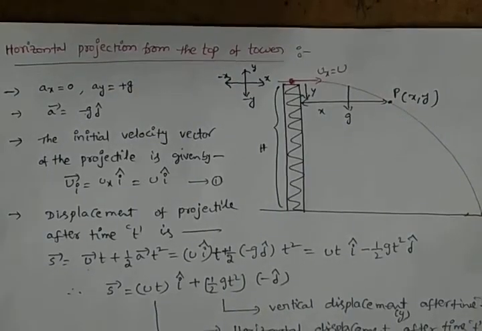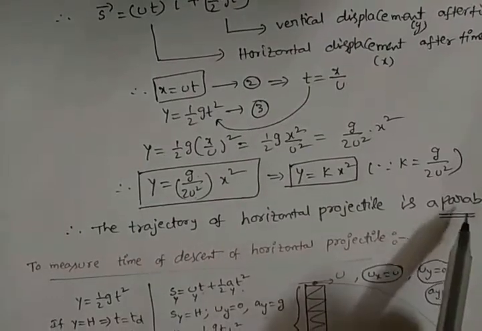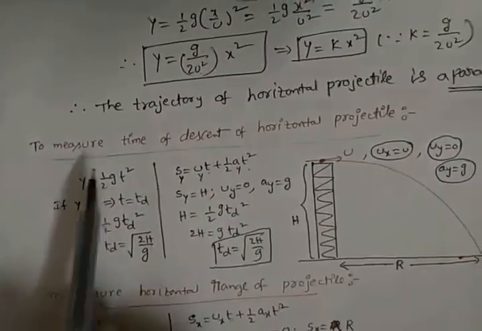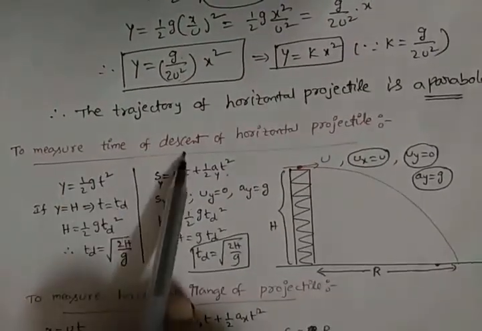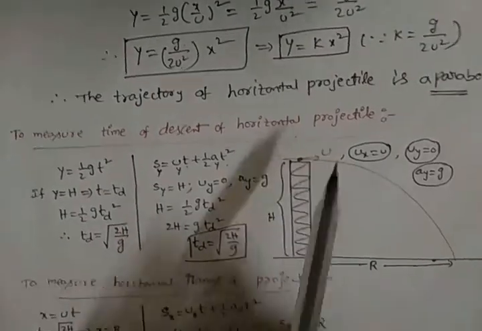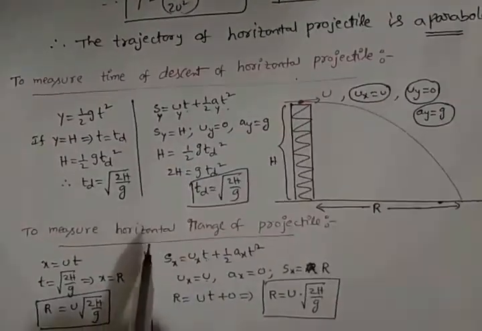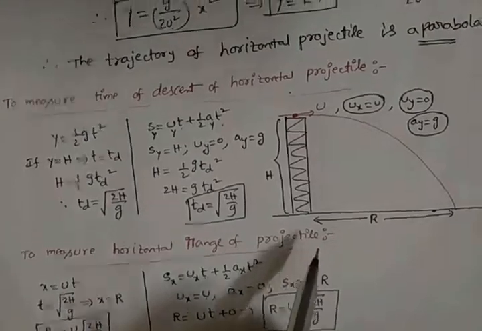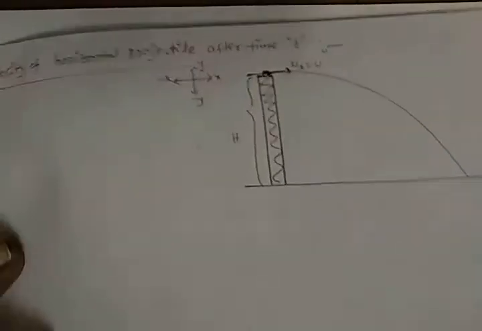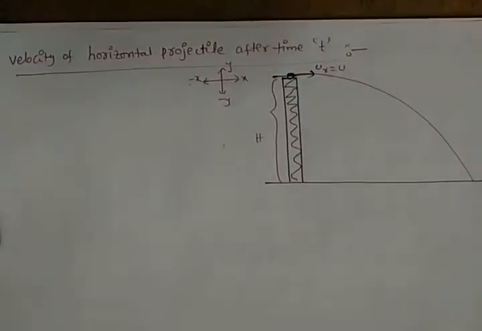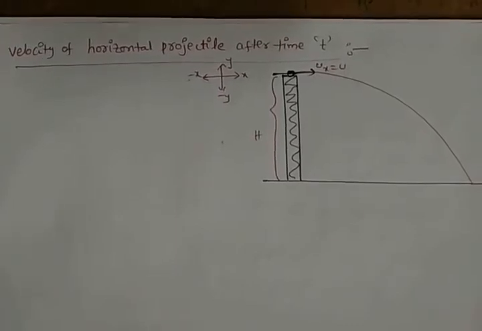Student, in previous topics, I explained that the trajectory of a horizontal projectile is a parabola. After that, we learned about the time of descent of a horizontal projectile. Next, we learned about the horizontal range of a projectile. Now, we want to measure the velocity of a horizontal projectile after time t.